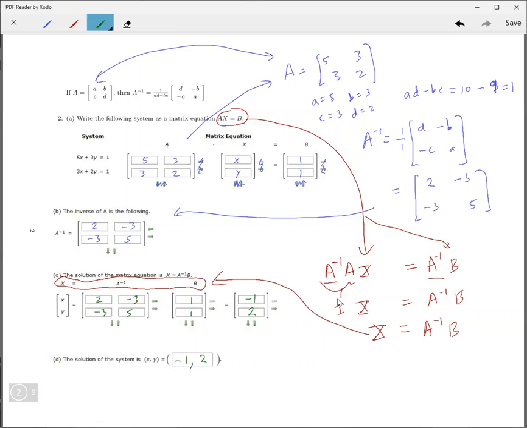Now, if the inverse matrix doesn't exist, then it's one of those cases where you either have infinitely many solutions or no solution. Okay, so when the matrix inverse exists, when A inverse exists, then you're going to have a unique solution, just one. It's the case where you have only one solution.